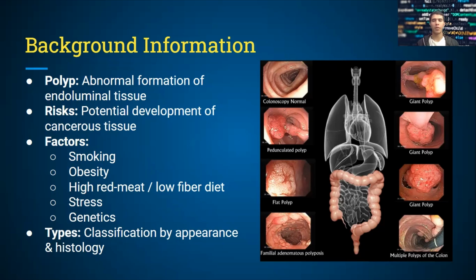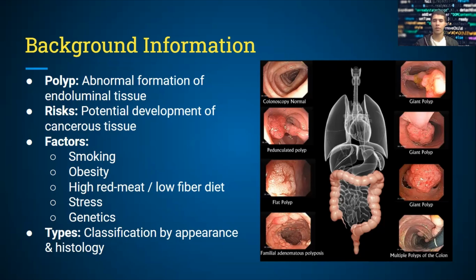But the issue with polyp formation, at least in colon development, is that it is a precursor to potential development of cancer. And factors that can contribute to that include certain lifestyle habits, such as smoking, diabetes, obesity, as well as a low fiber diet or high fat, high meat diet, as well as some factors of stress and genetics. And it's interesting because you can classify these polyps depending on their appearance and histology.